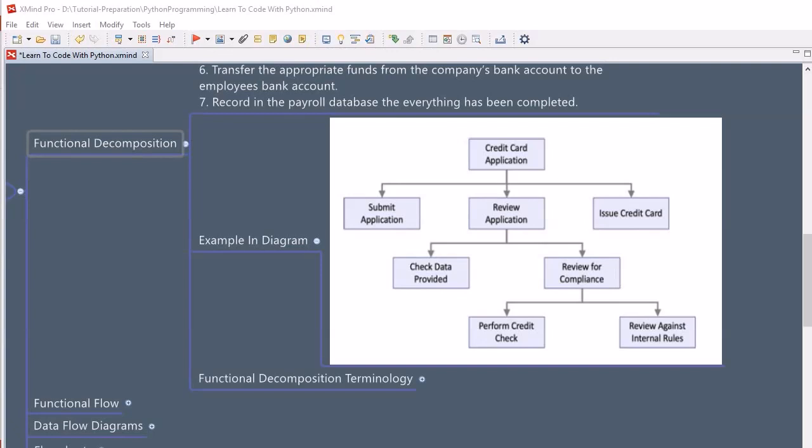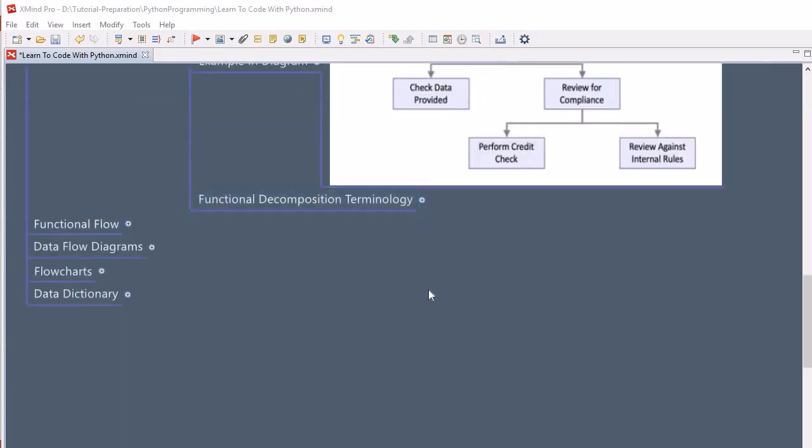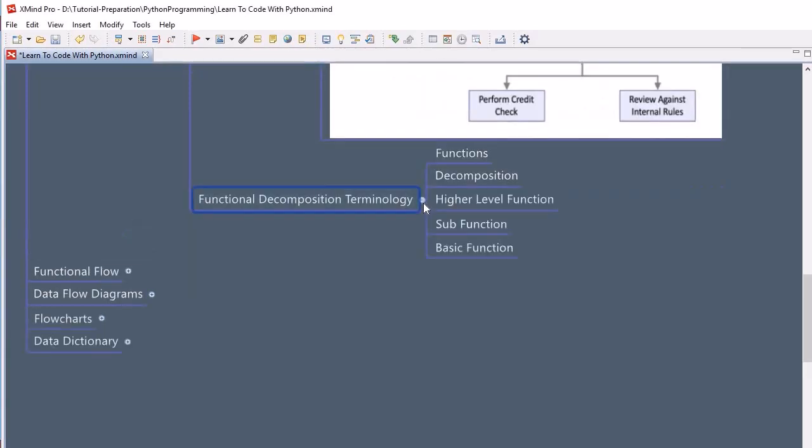Now let's look into the terminology. You should remember this terminology when we are writing functions. What is the terminology? The first term is function. What does it mean? This is a task that is performed by a process. So just remember it.